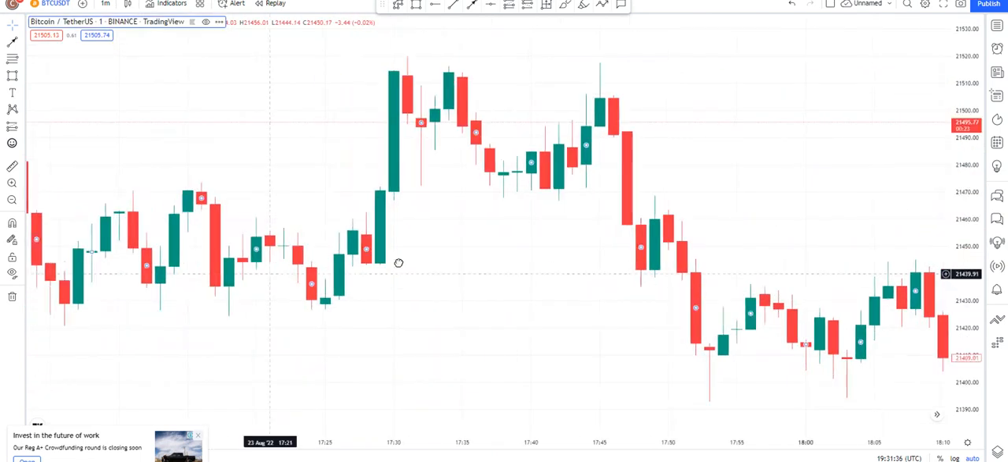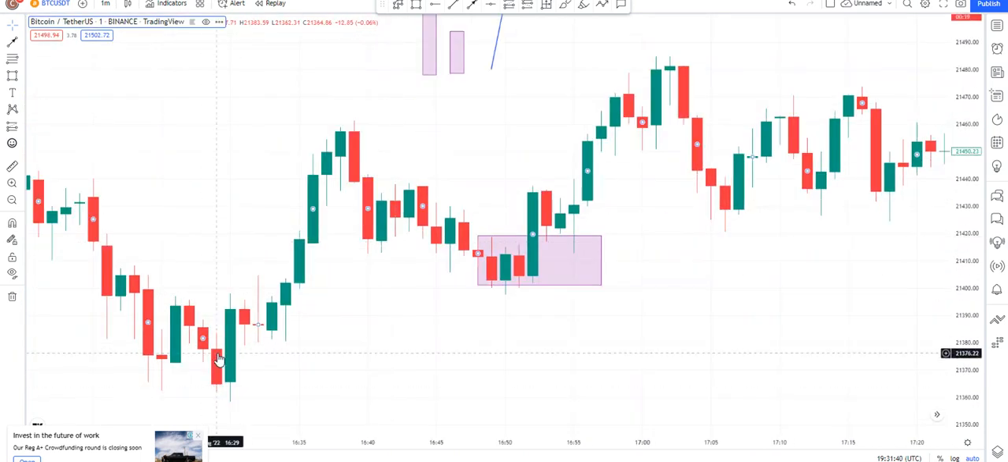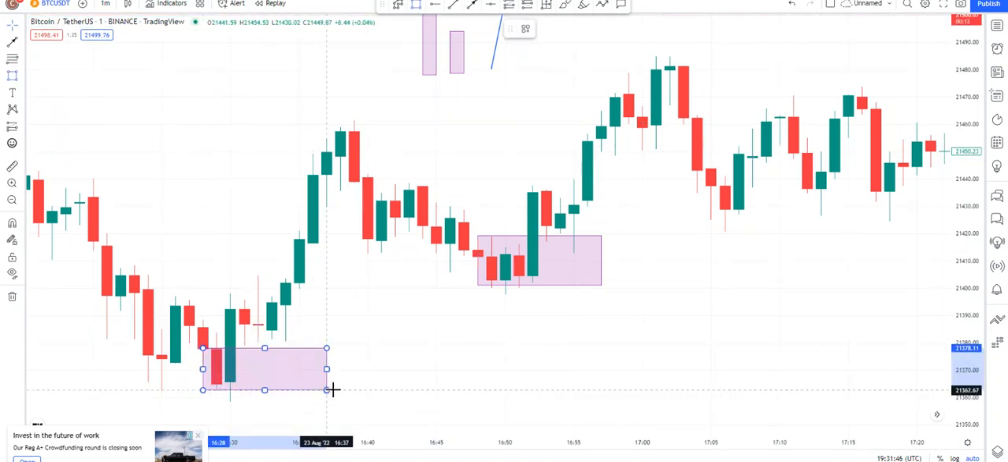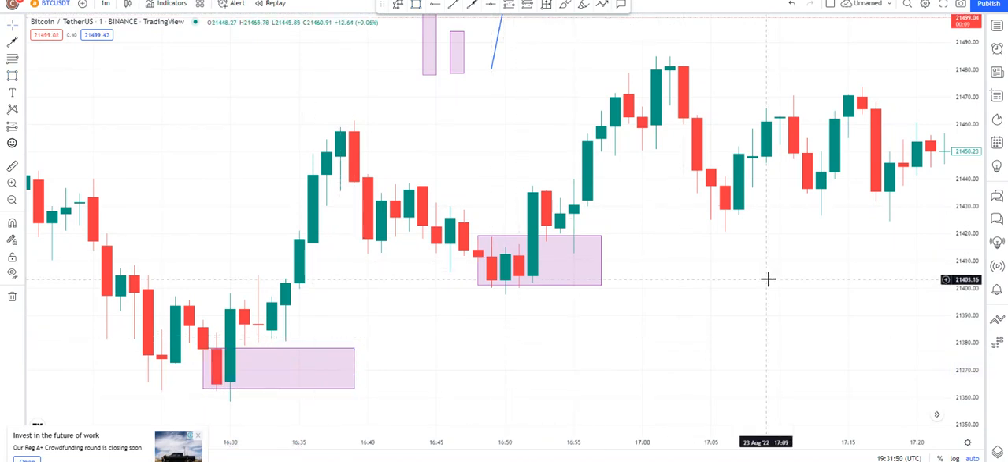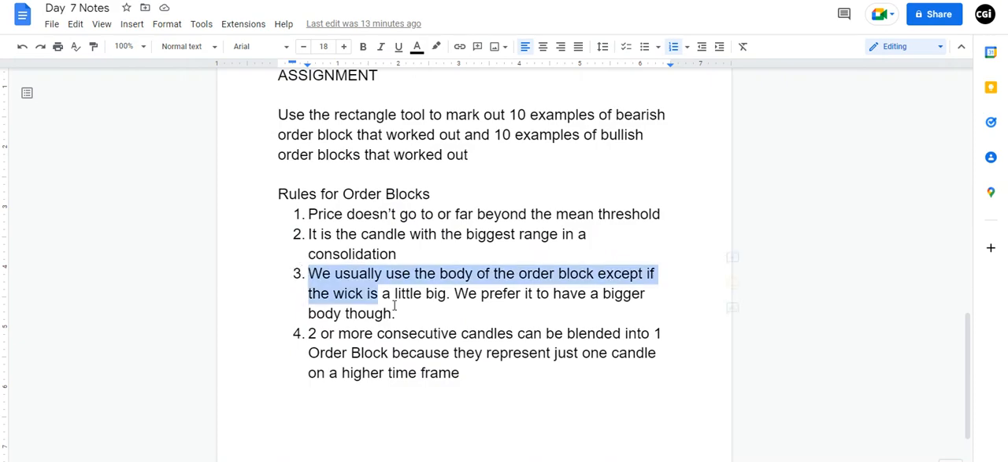So I'm looking for a candlestick that has a bigger body. So let's say this one now, we'll ignore this wick on top and only use the body for the sake of simplicity. All right. So that's what I mean by this point.